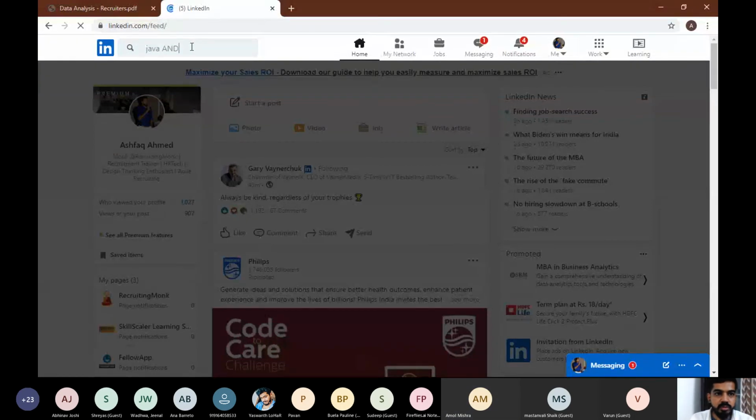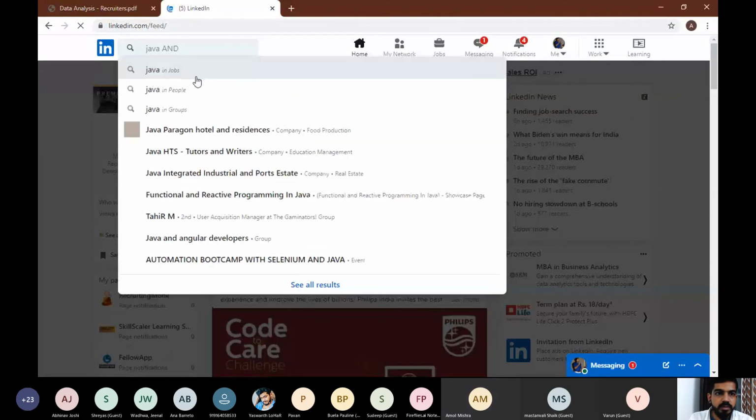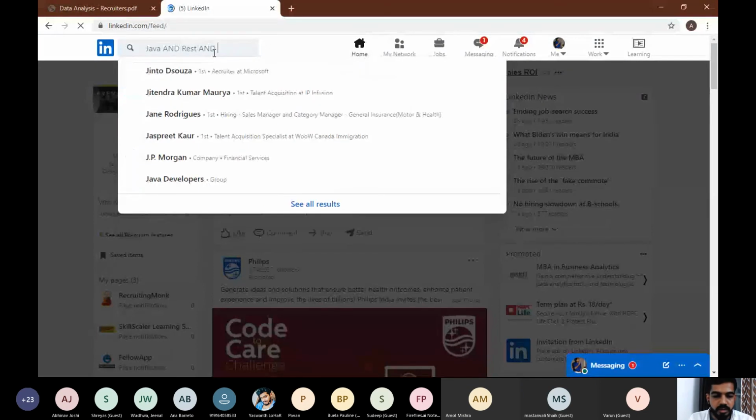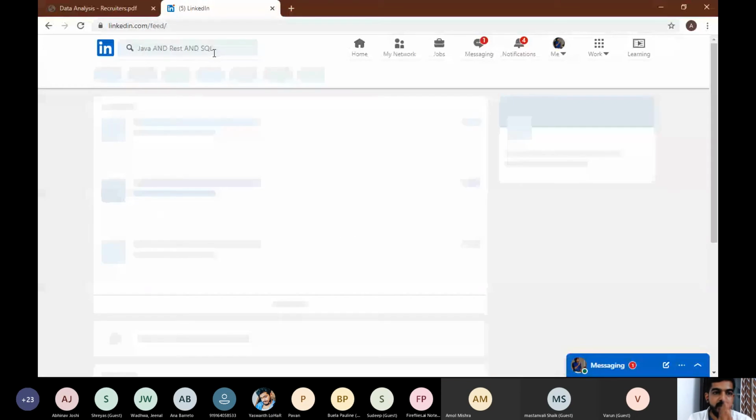Let's say I'm going to use Java. Ashfaq, can I make it relevant to my search, what I'm looking at right now? No, I want to just keep it generic. I'm keeping it generic. I don't want to pick, because then there'll be too many examples coming in, so I don't want to do that. Okay. Java, right? And let's say I'm going to use Java and REST and SQL.